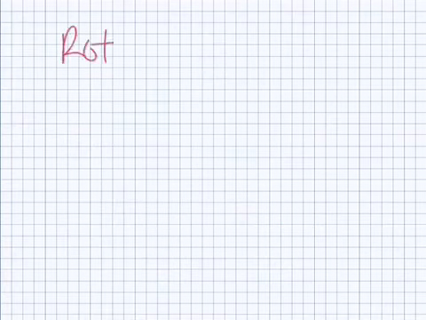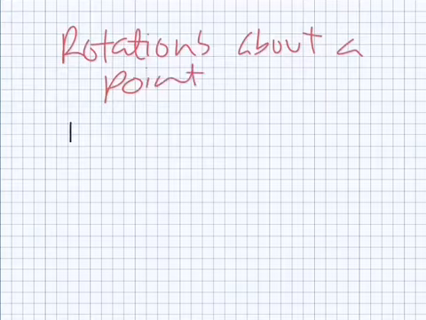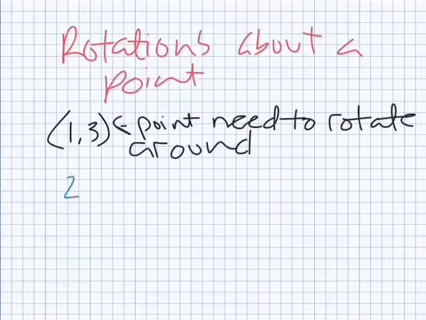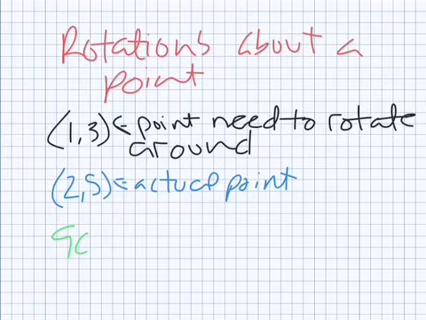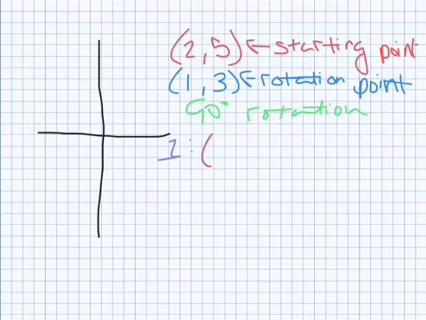Now we will be doing rotations about a point. These tend to be a little more difficult, so to make it easier, I'd like to write them out in steps. These types of rotations will include a point we need to rotate around, which I have chosen to be 1, 3, and the actual point we need to rotate, which is 2, 5, as well as the rotation, which will be a 90-degree rotation in this situation.